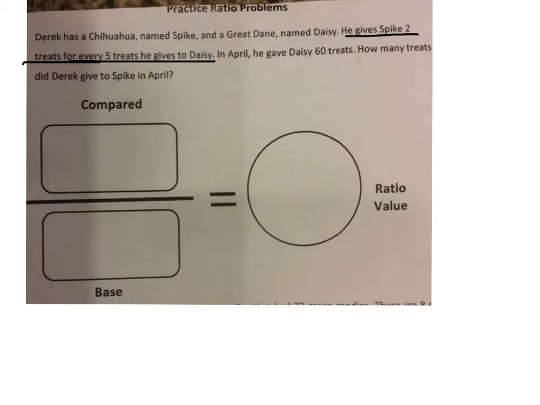2 treats for every 5 treats. So that's given directly to us. So I'm just going to go ahead and write that right there. And I'm not going to go on until I label.